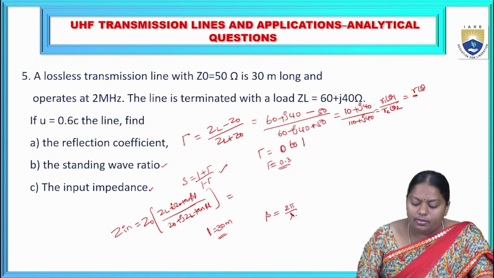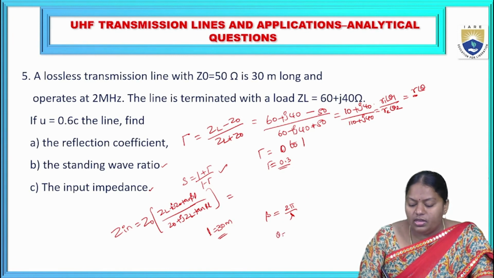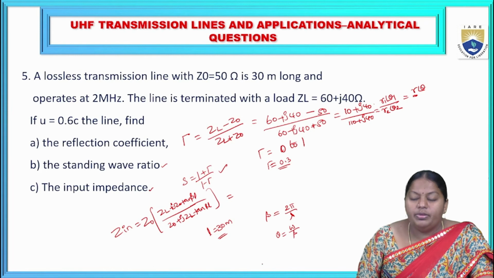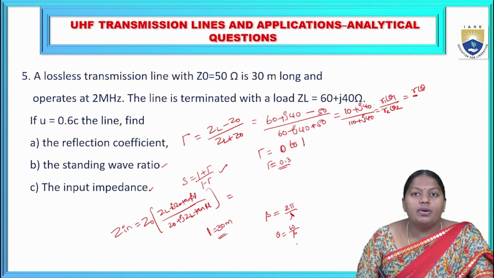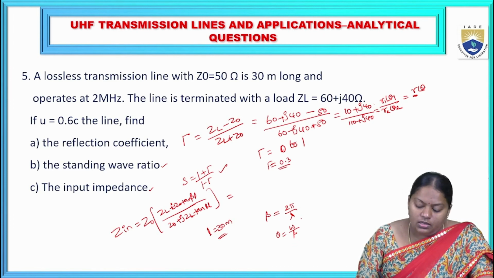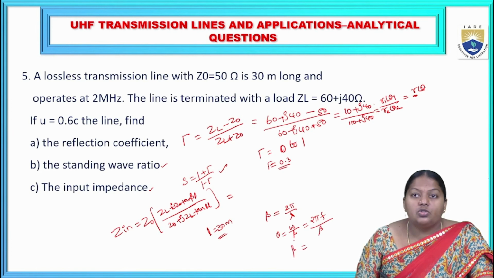So to find this lambda, we use another formula, velocity V equal to omega by beta. From this, we can use either of these two formulas, 2 pi by lambda, or sometimes beta equal to omega by velocity. Now to find omega, 2 pi f is required, and f is also given. Now beta needs to be evaluated as beta equal to 2 pi f by velocity.